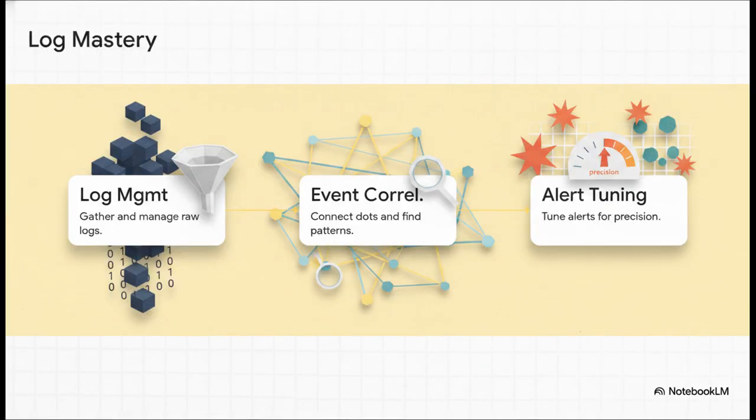Okay, first up is log management. This is effectively gathering and managing the massive mountains of raw data across your enterprise. But as you know, raw data just isn't enough on its own. So next is event correlation. This is the fun part where you connect the dots, finding those hidden patterns within those logs that might indicate a potential issue. And finally, alert tuning. You take those correlated events and you tune the alerts for pinpoint precision, ensuring your security teams aren't just getting absolutely buried by false positives. You manage the logs, you correlate the events, and you tune the alerts. That is the necessary progression every single time.